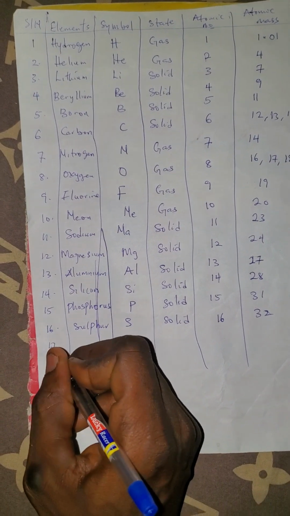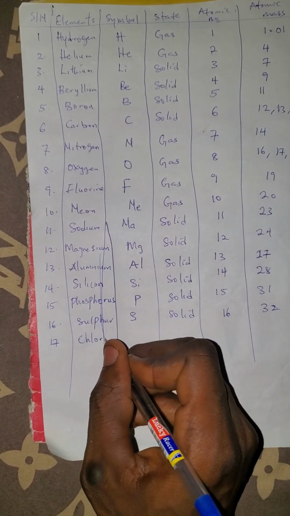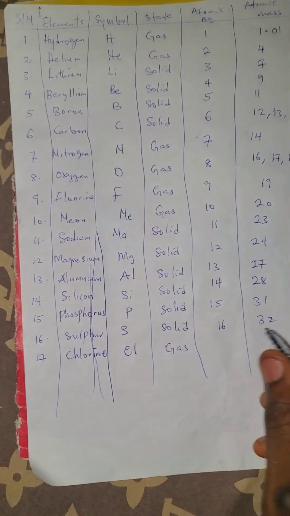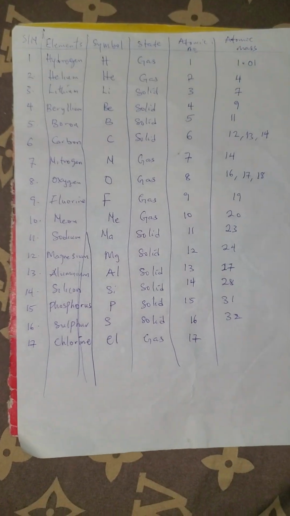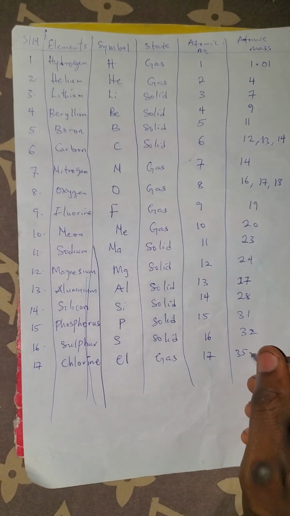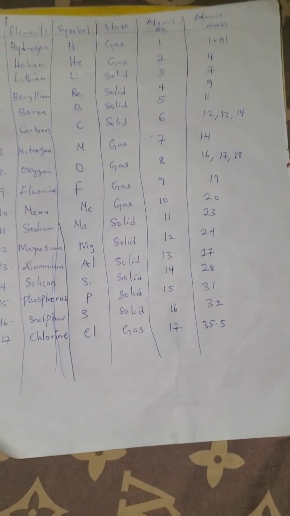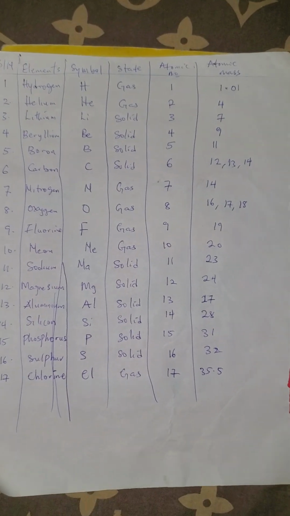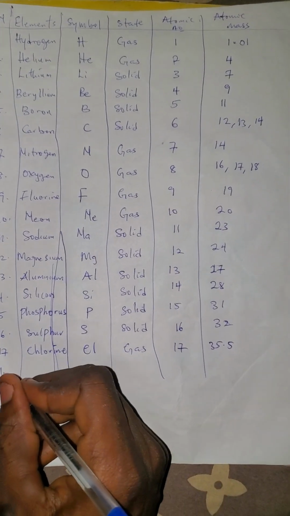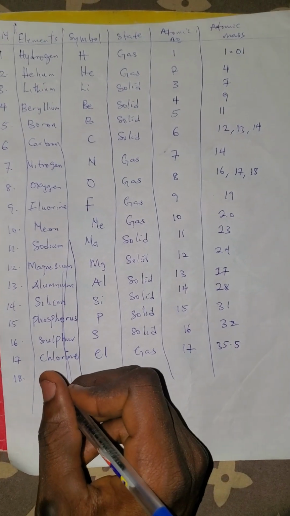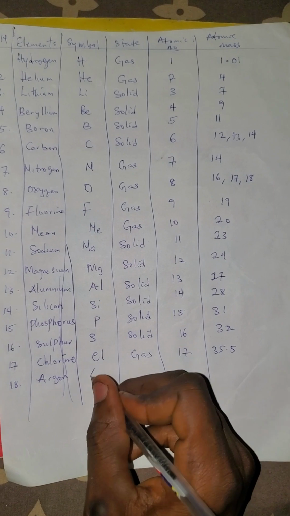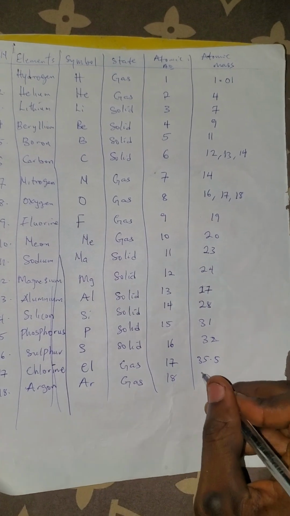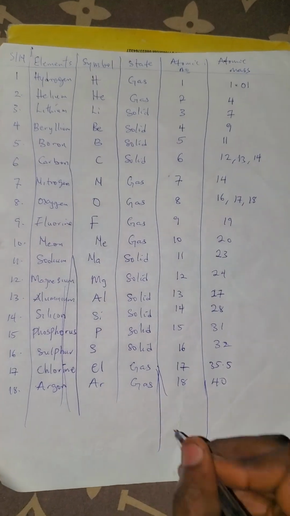We have number 17. Number 17 is chlorine. Chlorine is Cl. It is gaseous in state, and at the same time we have it to be 17, in which chlorine has the atomic mass to be 35.5 averagely. Sometimes we can have chlorine to be 35, we can have it to be 36, we can even have it to be 37. Number 18, we have argon. Argon is Ar. It is gaseous in state. 18. So we have the atomic mass of argon to be 40.